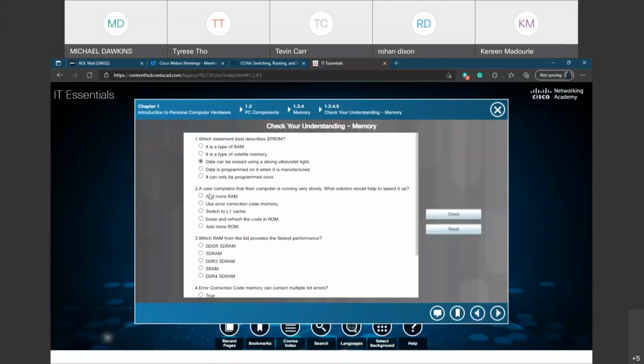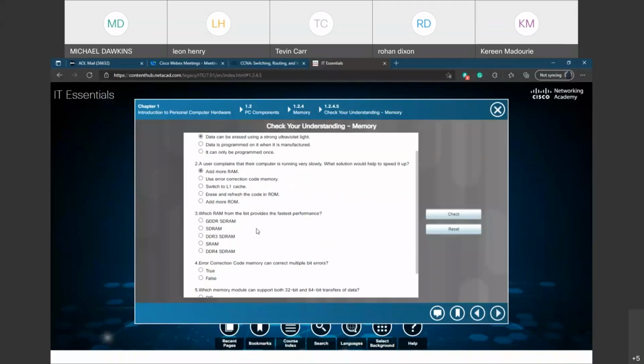A user complains that their computer is running very slowly. What solution would help to speed it up? Add more RAM. More RAM. And everybody is comfortable with that answer, right? Yes. All right.